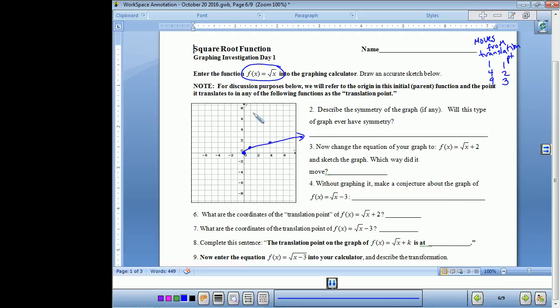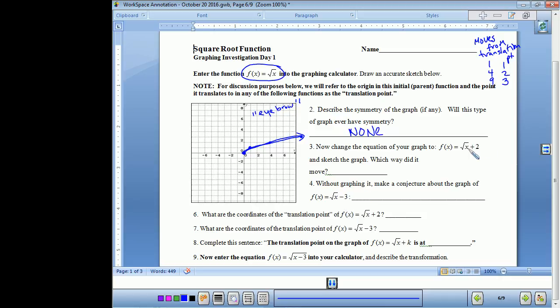So I call this the eyebrow function. It looks a little bit like an eyebrow. It's got a nice little curve to it. Maybe it needs to be waxed, I don't know, but it's the eyebrow. Does the square root function have any symmetry? No, there's no symmetry here. None.